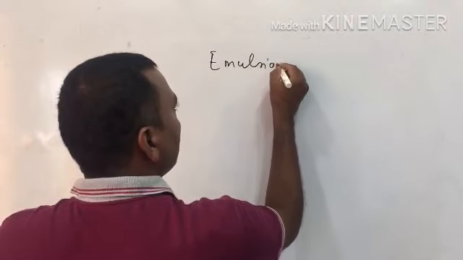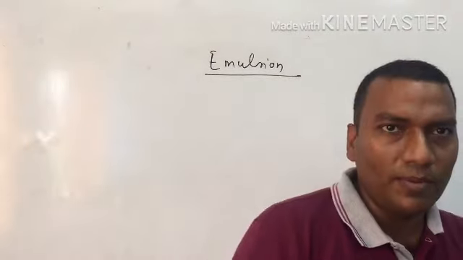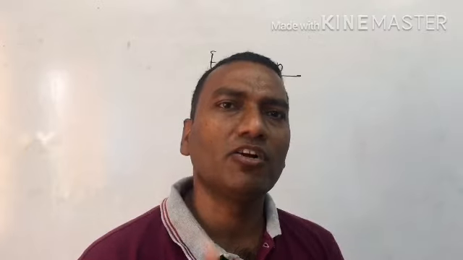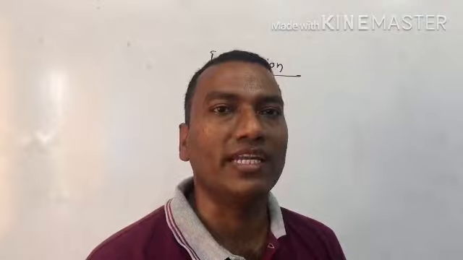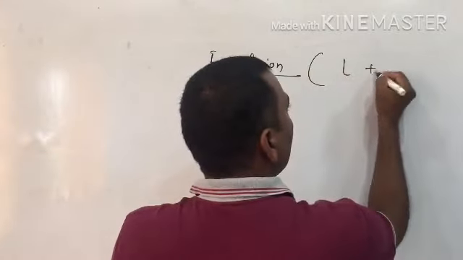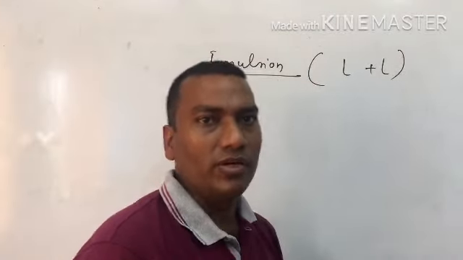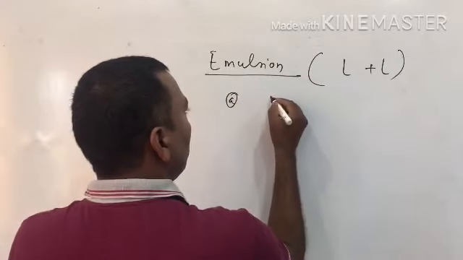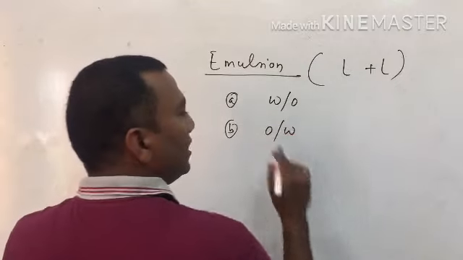So the next part is: what is an emulsion? We have read there are 8 types of colloid. Out of these, an emulsion is a colloidal solution in which both the dispersed phase and the dispersion medium are liquid. Emulsion is of 2 types. One is called water in oil type and another is oil in water type.